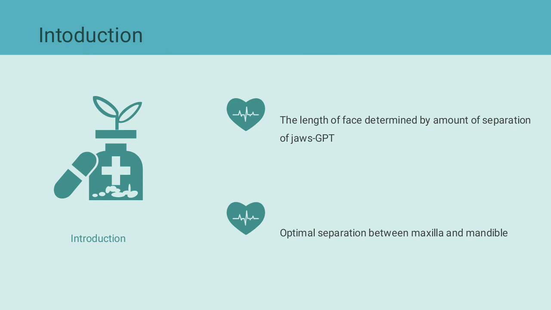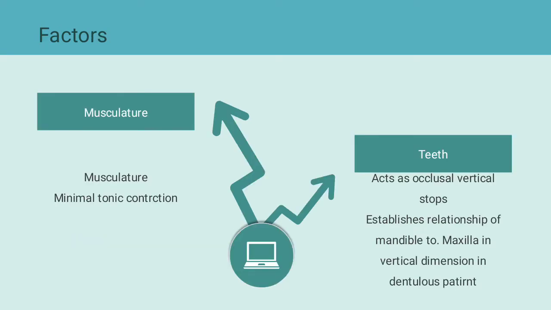The vertical jaw relation is the length of the face, determined by the amount of separation of the jaws according to GPT. It is also an optimal separation between maxilla and mandible. There are two factors, teeth and musculature. The teeth act as occlusal vertical stops and establish the relationship of the mandible to the maxilla in the vertical dimension in dentulous cases. The musculature acts through minimal tonic contraction.